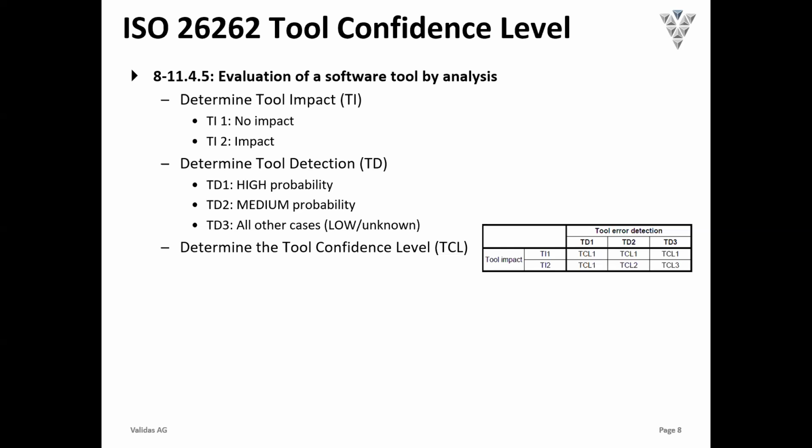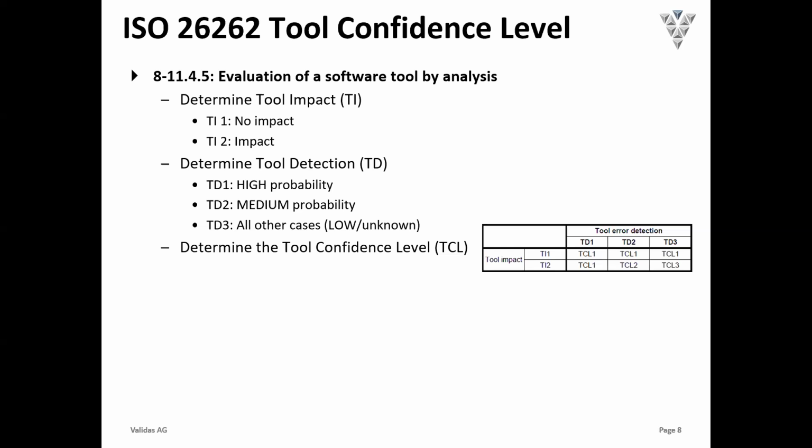The disassembler, if not used, has no impact. So you can say, no, this has no impact, and then of course it doesn't need to be qualified. The second, if it's a compiler, then it has an impact. And then you need to look at the different bugs. You might have an optimization bug, you might have an arithmetic bug, so you might have different kinds of bugs, and you need to ask yourself, how likely is it that we detect the bug when we are testing?